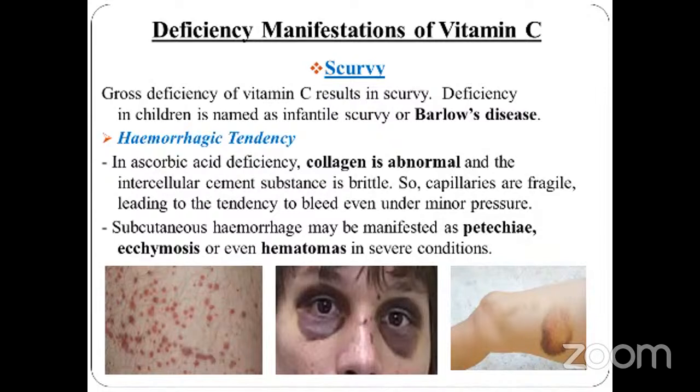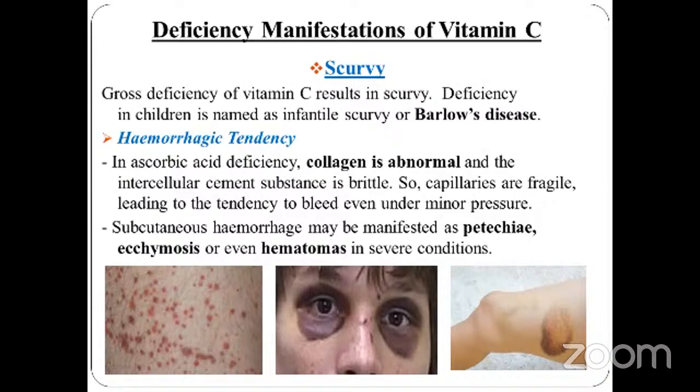So clinically it manifests as a hemorrhagic tendency. Because of vitamin C deficiency, as we know, vitamin C plays a very important role in collagen formation, and because of its deficiency collagen is not the normal one. There is an abnormal collagen, and because of that the blood capillaries become very fragile and there is a tendency to bleed. This bleeding clinically manifests as petechiae, ecchymosis and hematoma. So what do you mean by petechiae?